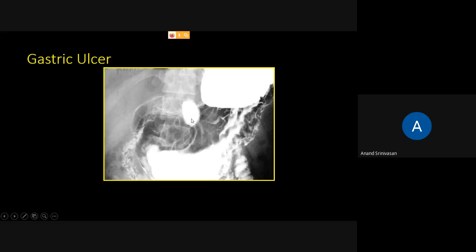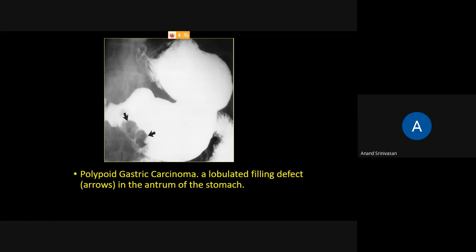So this can be because of a gastric ulcer. The barium salts go and get stuck to the ulcer, so this indicates that this could be because of a gastric ulcer. And here you can see an irregular filling defect, which can be due to a gastric carcinoma, quite near the antrum of the stomach.